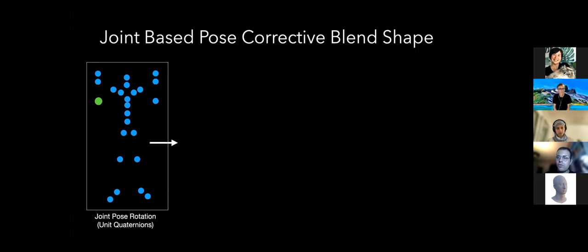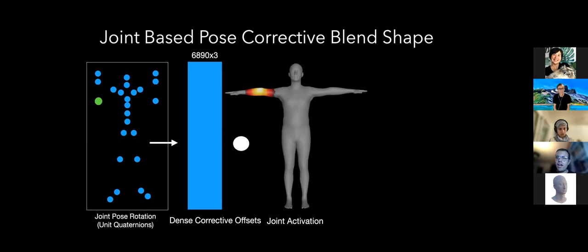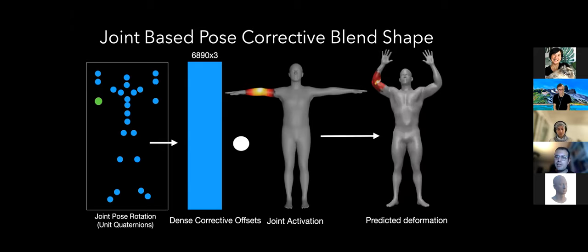So this is a shift from the Rodrigues representation that was being used by SMPL. So instead of 9 numbers, we're using 4 numbers. It's a much more compact representation compared to the Rodrigues representation. And we're predicting a dense corrective offset. So from that, we're predicting offsets for the whole mesh. And then we're multiplying that with a Hadamard product of this joint activation function that we learned from the previous slide. And this basically limits the set of vertices that are influenced by that joint movement.